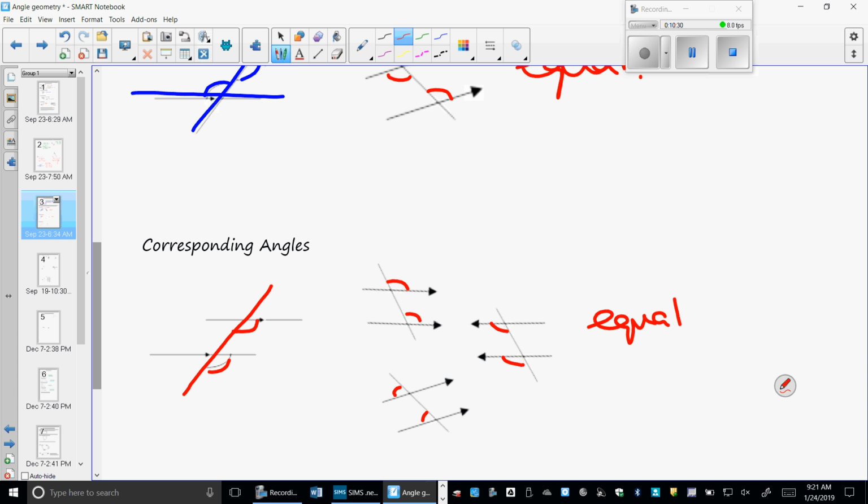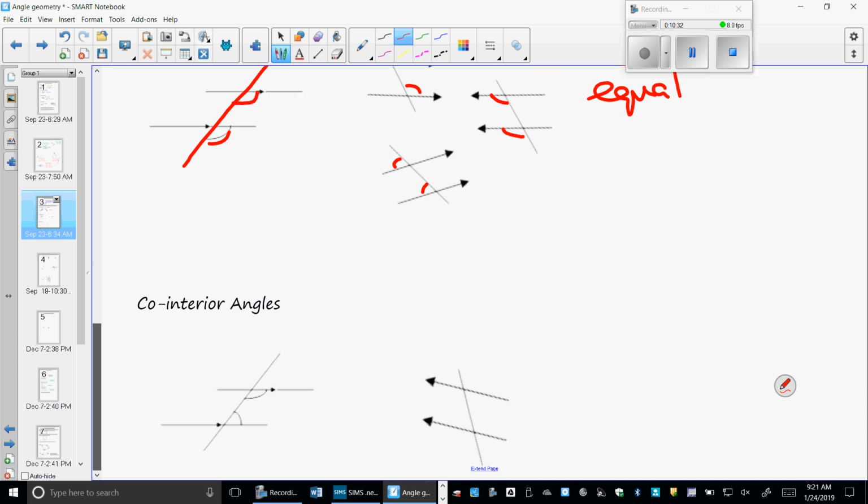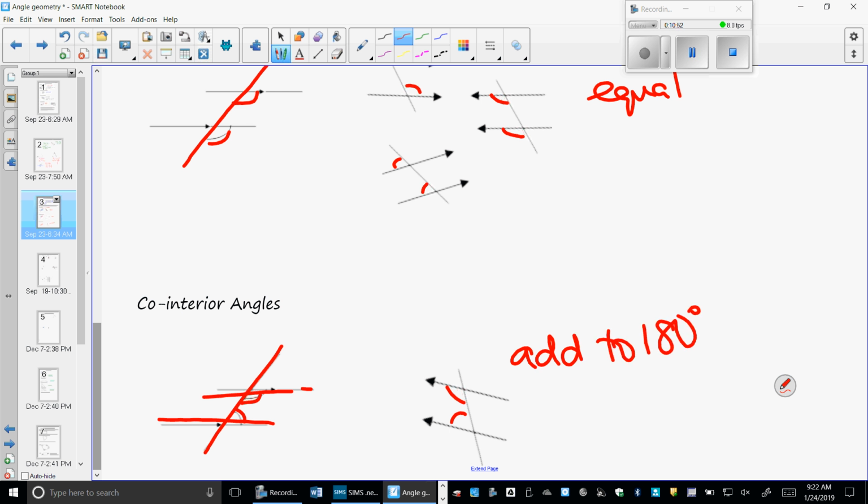Yeah. Oh, is that one more down here? Co-interior. Okay, co-interior. They are within the parallel lines and on the same side as the transverse. They kind of make a C, co-interior. What do we know about co-interior angles? They are not equal. They add to 180. Okay, so if there's both within and on the same side, then they add to 180. So only those two? Yes, just these two angles.